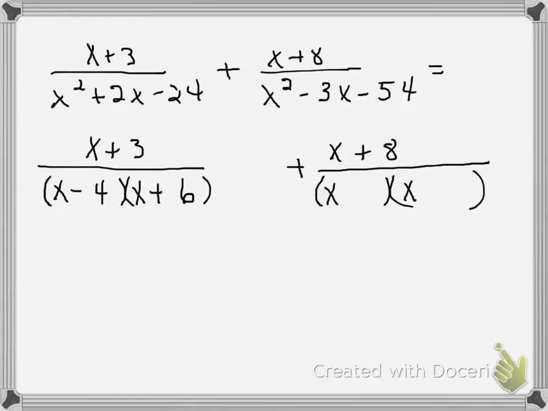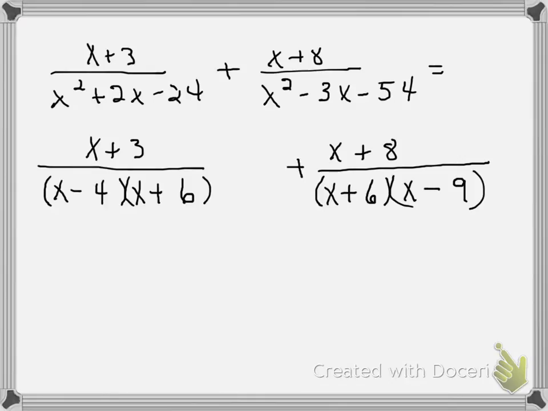Well, 6 times 9 is 54. And since the 54 is negative and the 3 is negative, we'll make the 9 negative and plus 6. So now you have x squared plus 6x minus 9x would be minus 3x, and then minus 54. Now look for your common denominator.